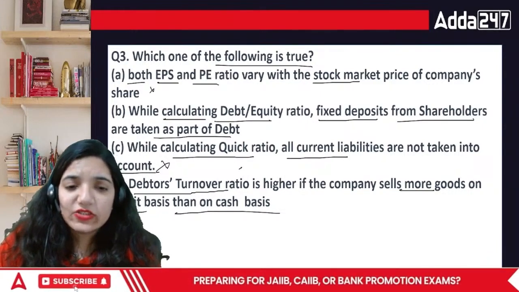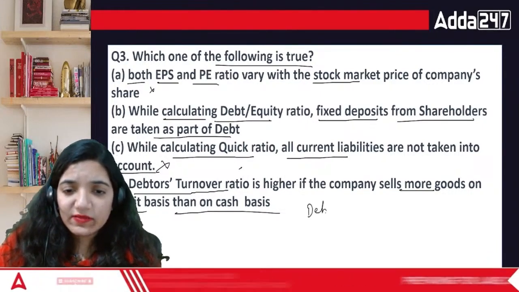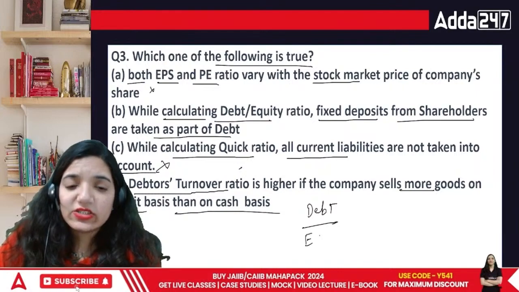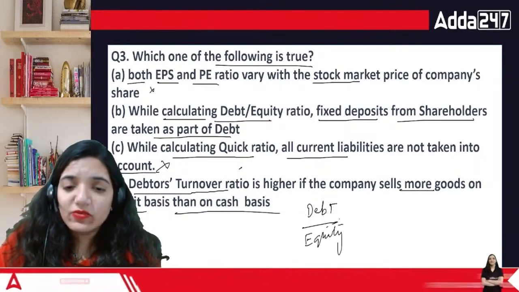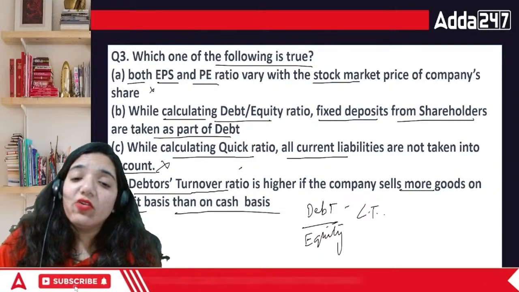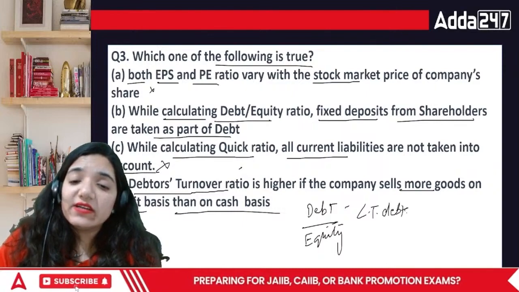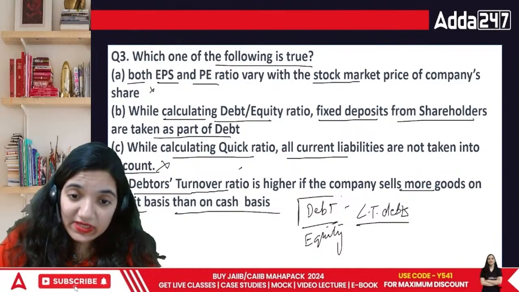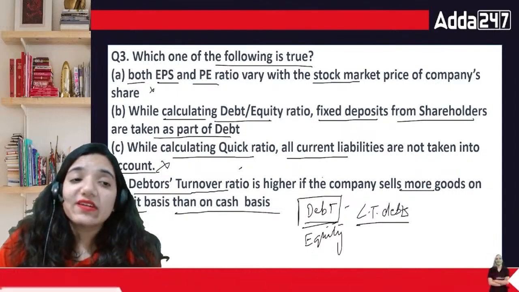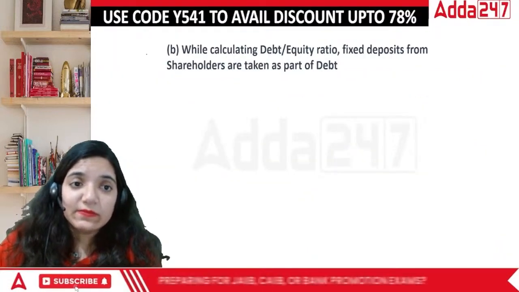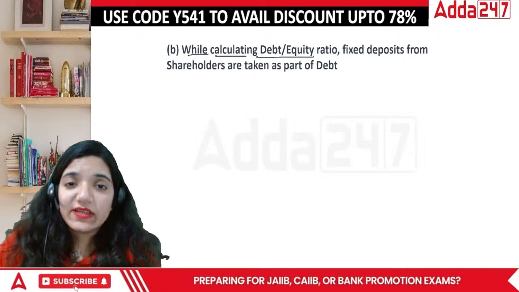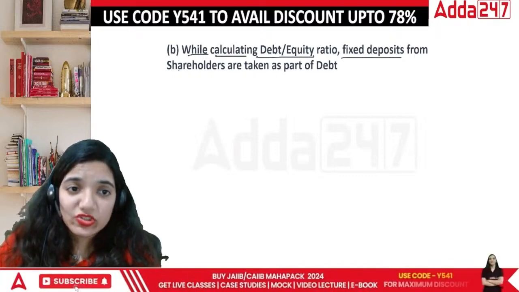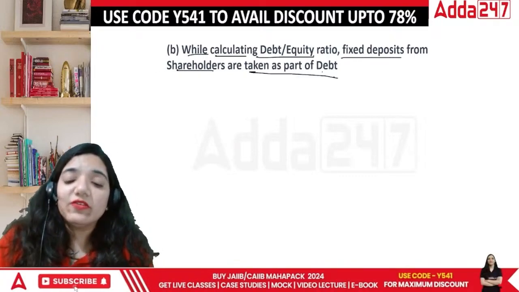The debt equity ratio, I think this is correct. Why? Because in terms of debt, debt is basically the long term loans that we take. Those are called long term debts. The long term debts are a part of debt in this ratio. So, in this case, the correct answer is B. While calculating debt equity ratio, fixed deposits from the shareholders are taken as a part of debt.